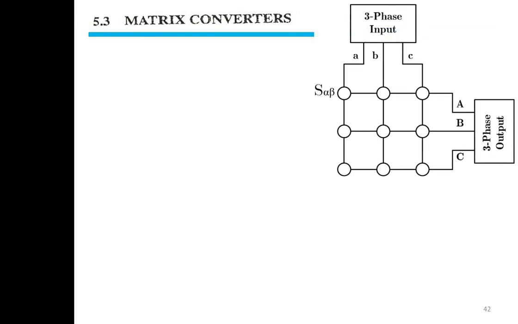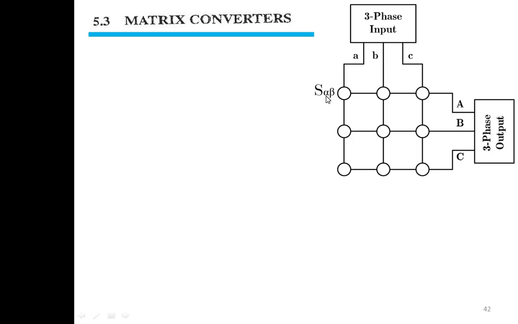This circuit diagram is the generalized circuit diagram of a three-phase to three-phase matrix converter. We have three-phase inputs. The three terminals of the three-phase input are small a, small b, and small c. Then we have a total of 9 bidirectional power switches that make up the matrix converter. And then we have the three-phase outputs. The output terminals of the three-phase outputs are represented as capital A, capital B, and capital C.